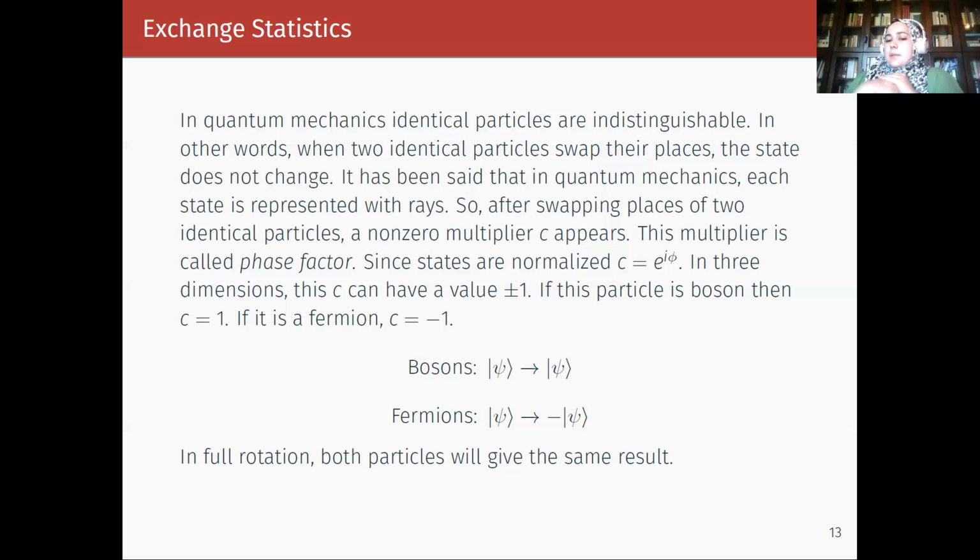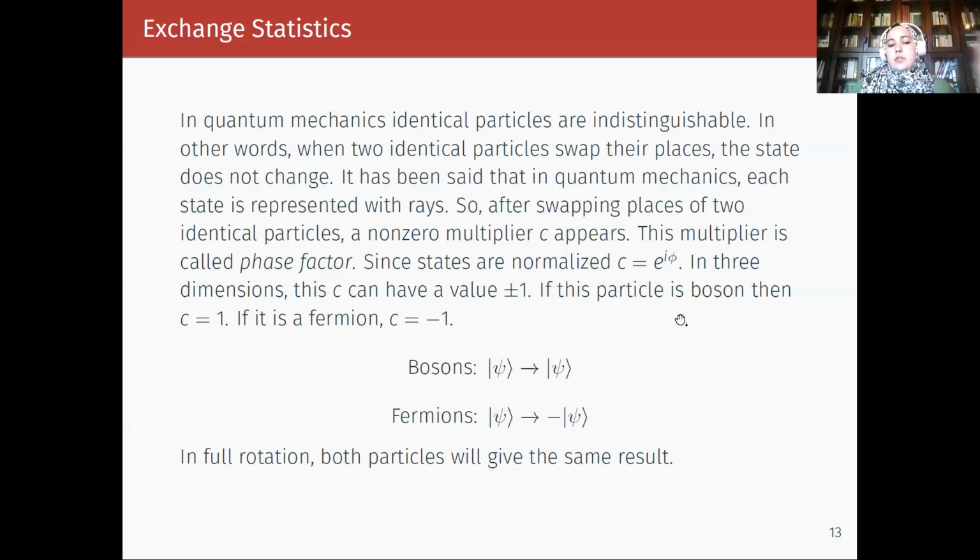In quantum mechanics, we said that identical particles are indistinguishable, and this means that if I change places of 2 identical particles, then my state does not change. But at first, I said that if I multiply my state with a non-zero scalar, then it will still correspond to the same state. So when I change the place of 2 identical particles, a non-zero multiplier, let's call it C, can appear. I will call this multiplier the phase factor. And since in quantum mechanics we normalize the states, C can be represented with e to the i phi.